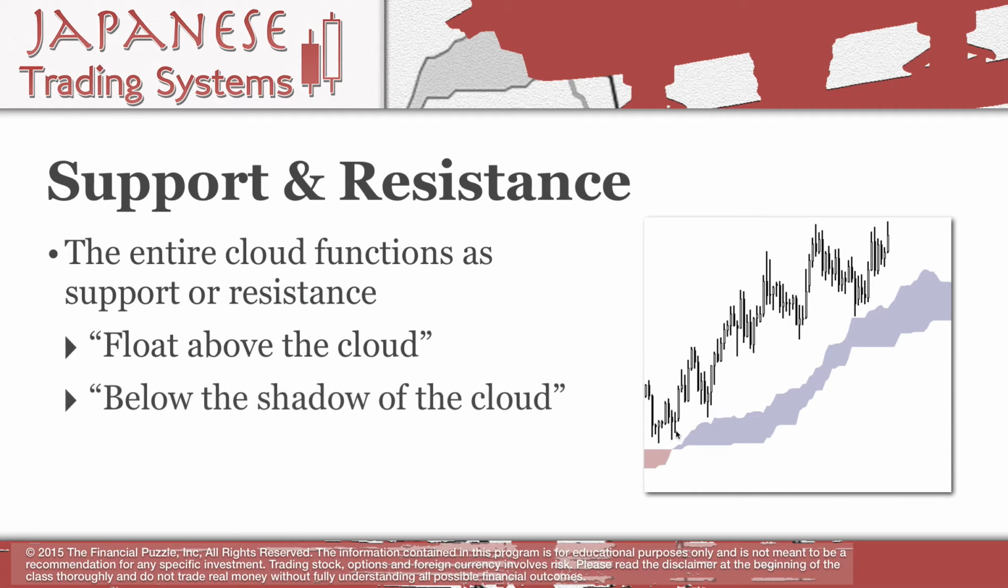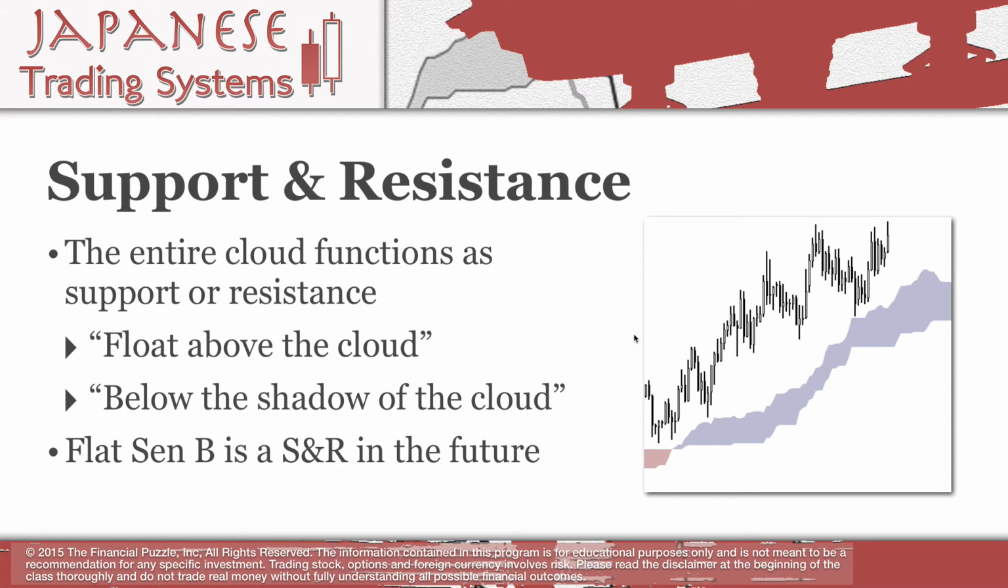If we are above the cloud, we are said to be floating above the cloud, and if we're below the cloud, then we're said to be in the shadow or below the shadow of the cloud. Now, a flat Senkou B is a support and resistance in the future, and I'll show you in a chart here what that means. A flat Senkou B is a support and resistance in the future, and the longer the flat, the stronger the support or the resistance.